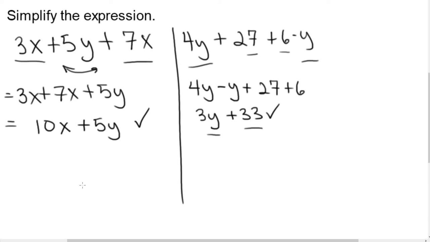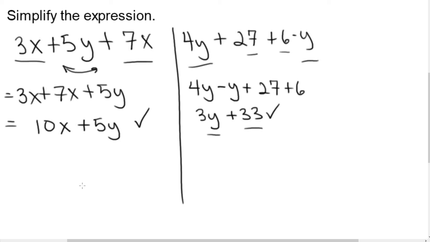Then we simplified expressions involving like terms. So we looked at 3x plus 5y plus 7x. We regrouped those according to the associative property: 3x plus 7x plus 5y. We combined the like terms. 3x and 7x gave us 10x plus 5y.